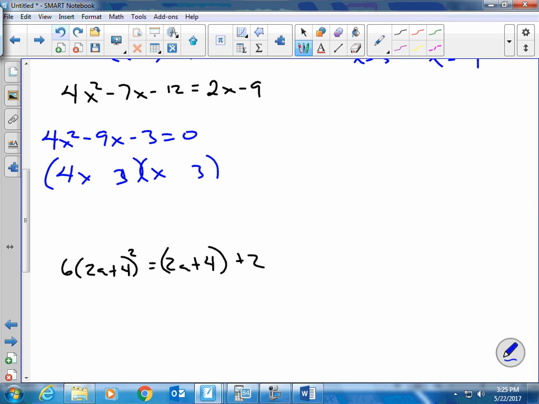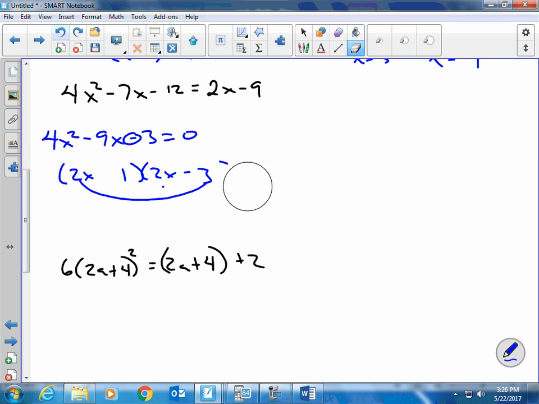Again, it doesn't give me 9. So let's change that 4x to a 2x and a 2x. Factors of 3 are 3 and 1. Again, I'm subtracting because that's negative, and I don't get 9. All right, so we tried.